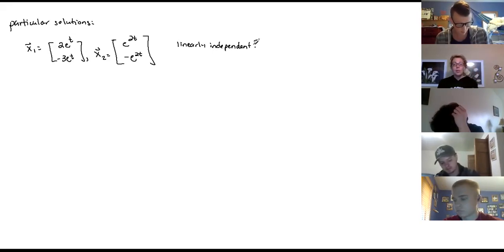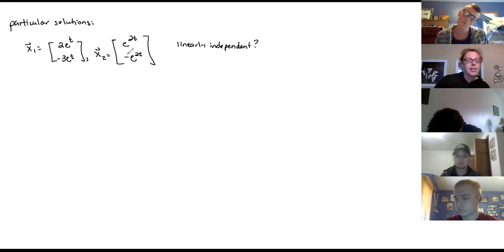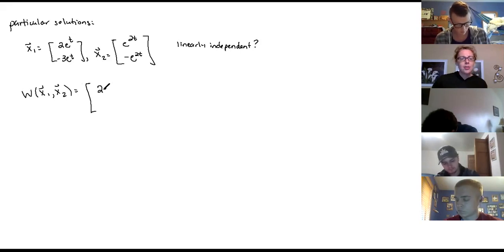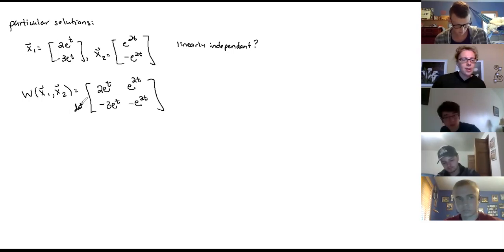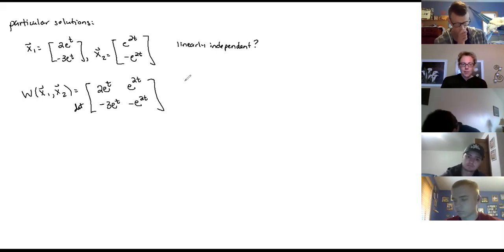So what I'm going to need to do is set up the Wronskian. It's just a 2 by 2. It's not a 3 by 3 this time, so we don't have to worry quite so much about the determinant. So the Wronskian of x1 and x2. In this case, I'll read across 2e to the t, e to the 2t, negative 3e to the t, negative e to the 2t, and I need a determinant out in there, sorry. So the determinant of that matrix, the determinant of 2e to the t, e to the 2t, negative 3e to the t, negative e to the 2t.